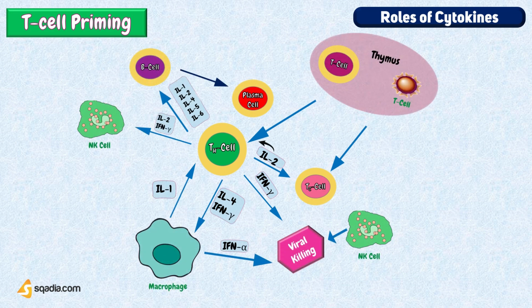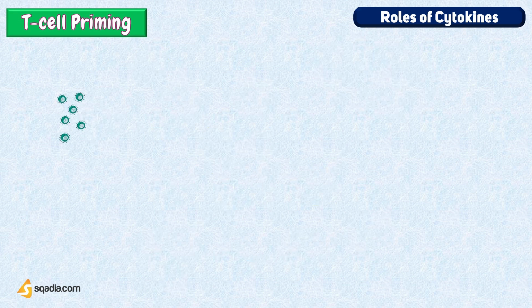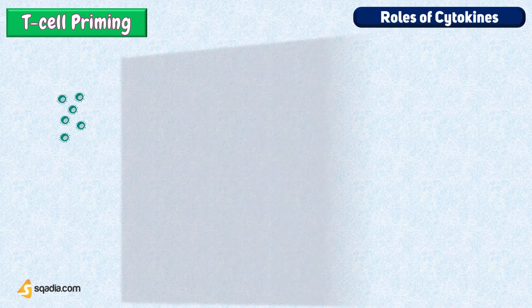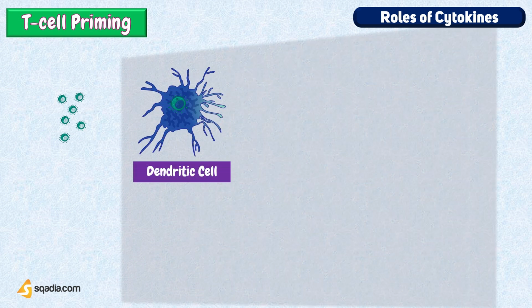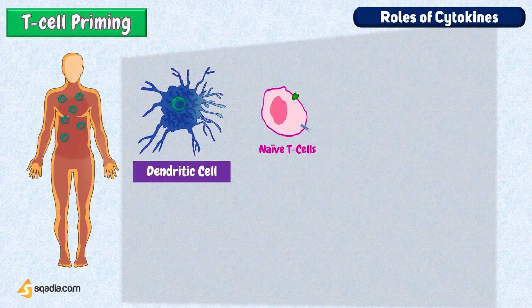T-cell priming or differentiation is an important process for our immune system, and T-cell differentiation requires several different cytokines. These several different cytokines guide the differentiation of T-cells to several platoons of T-cells. In fact, the fate of a naive T-cell is determined by cytokines. Let me elaborate on that.